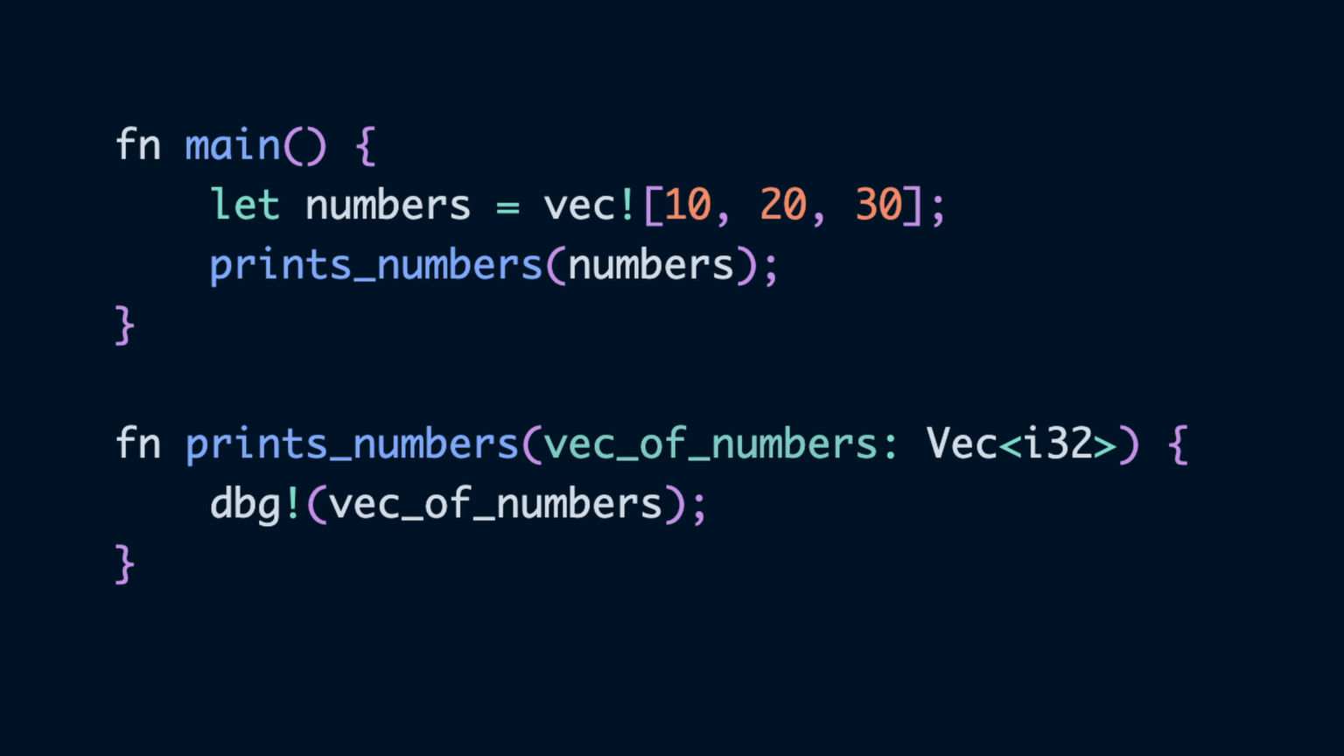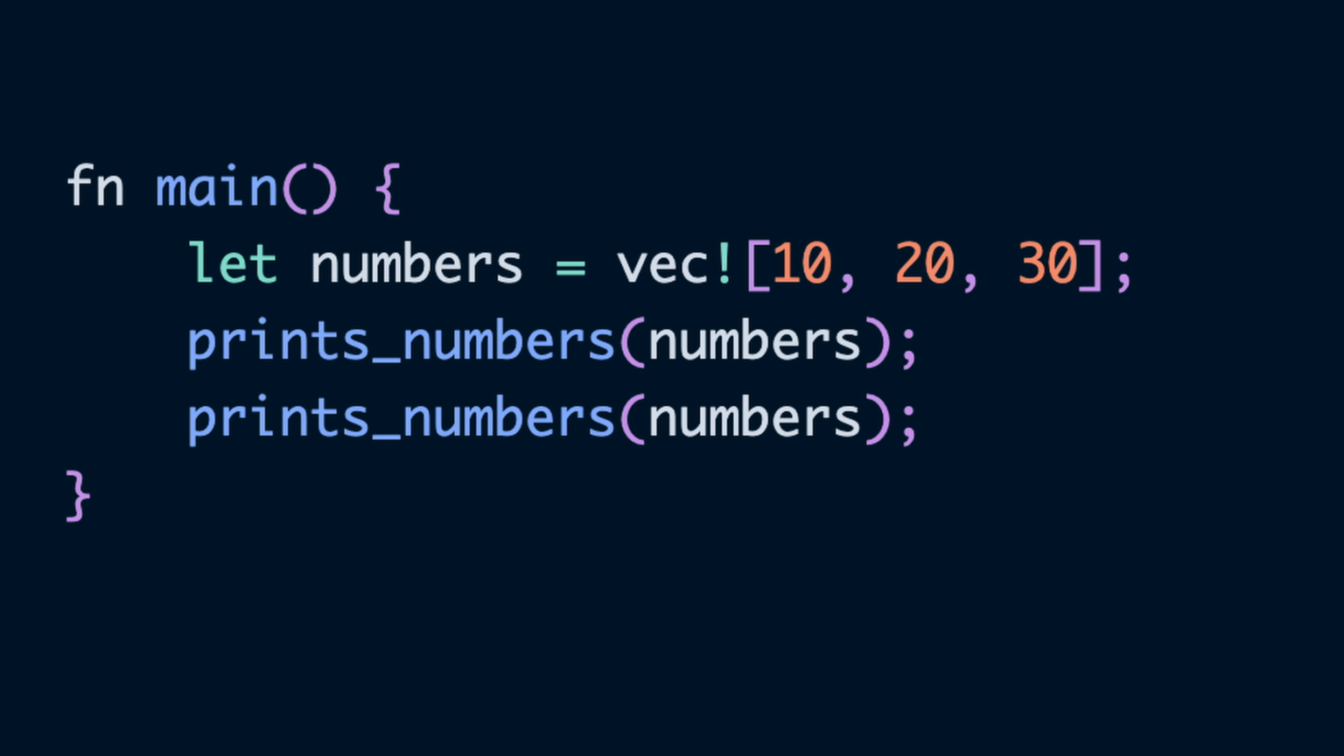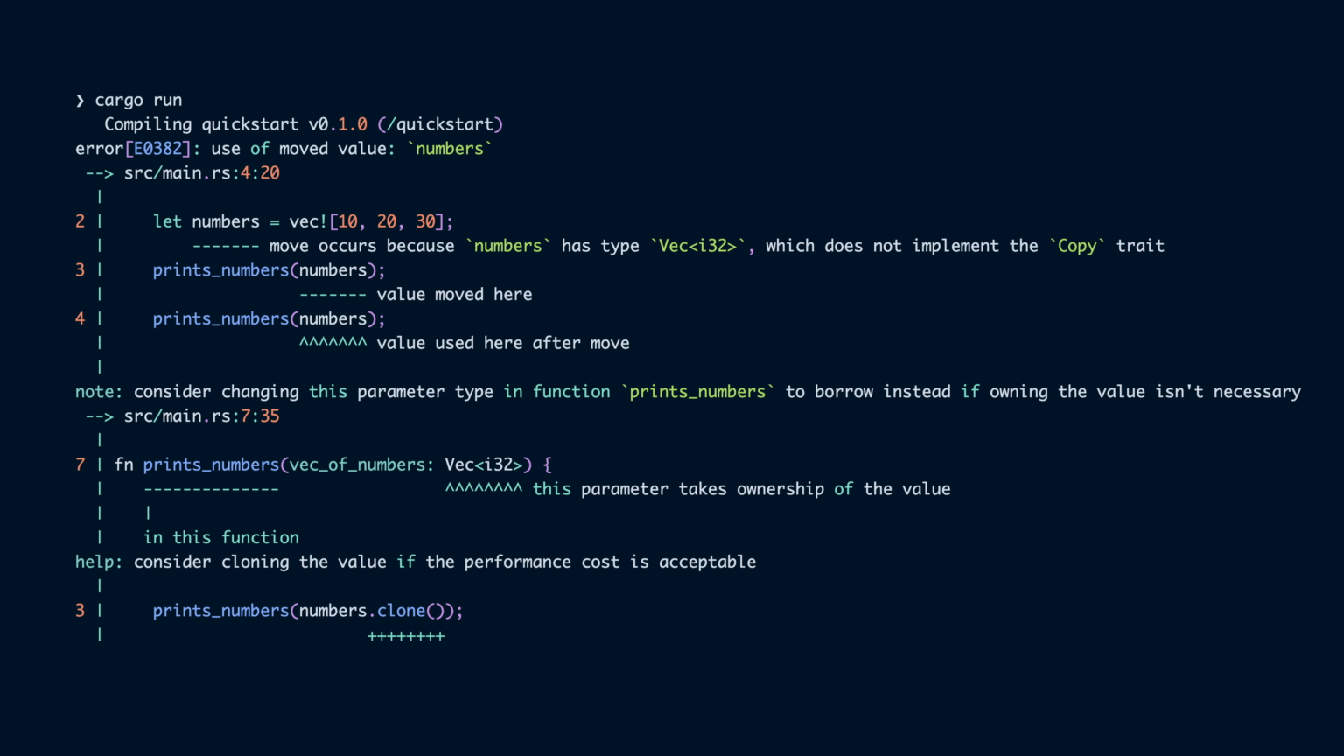The print_numbers function takes ownership of the data, so in this case, we move the data. This means that calling print_numbers twice would fail to compile, because the first print_numbers moves the data out of the numbers variable into the Vec of numbers variable in the function. This means it's no longer in numbers for the second print_numbers call to access. This code will result in a compile error. The compiler warns us about the program having moved the data, while also providing suggestions for how to fix that.